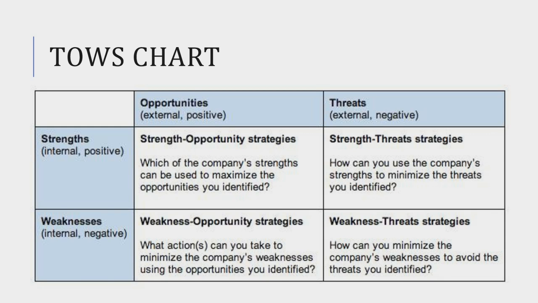So here's a nice little table that summarizes these 4 quadrants: strength opportunity strategies, strength threat strategies, weakness opportunity strategies, weakness threat strategies. And although I've listed them here in your company context, these work in your personal context as well. What of your strengths can be used to maximize the opportunities you identified? How can you use your strengths to minimize the threats you identified? What actions can you take to minimize the company's weaknesses using the opportunities you identified? And how can you minimize your weaknesses to avoid the threats that you identified?